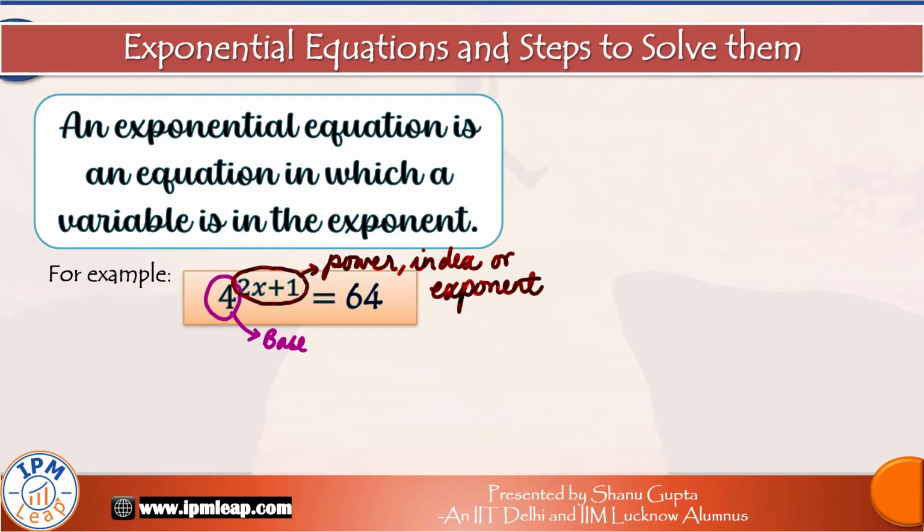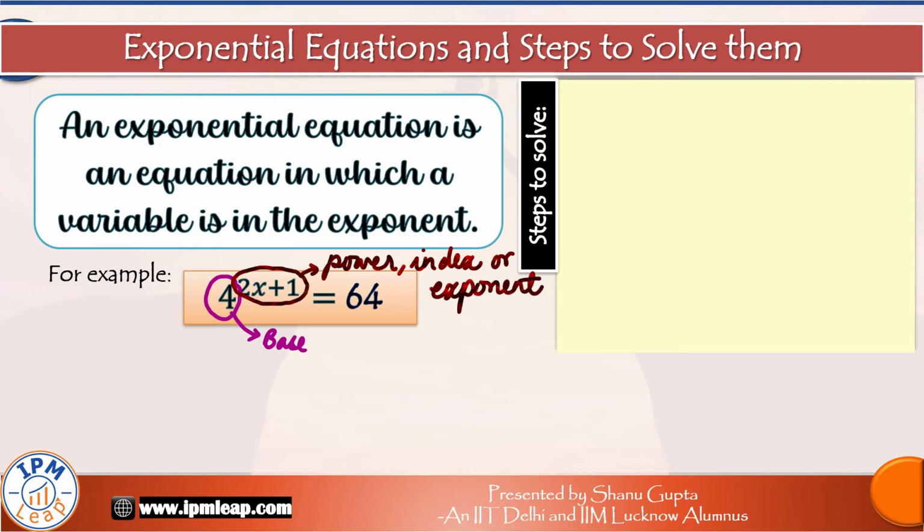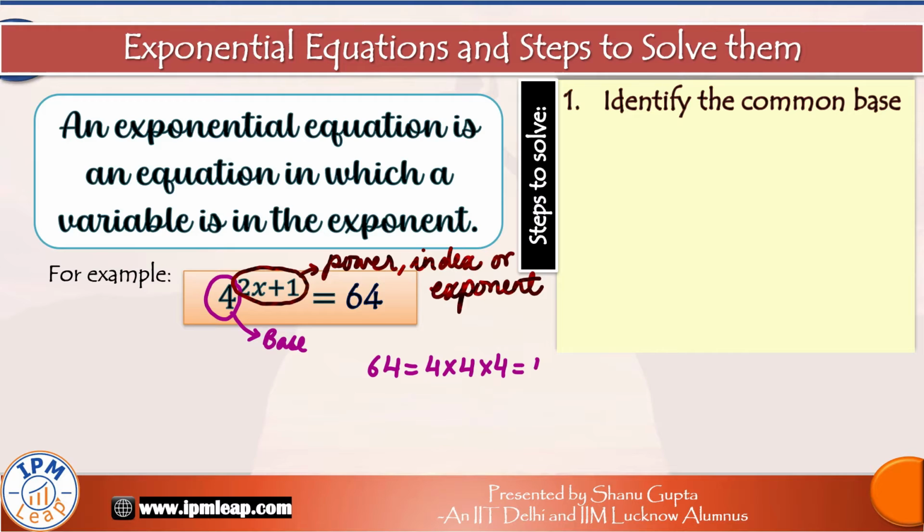Next, we would like to know how to solve an exponential equation. So friends, the steps to solve such equations are quite simple and straightforward. An equation is made up of many terms on the left hand side and on the right hand side. The first step is to identify the common base. Like we can see, the left hand side is 4 and right hand side is 64. 64 is equal to 4 into 4 into 4, or we can say 4 cube. So over here, the common base is 4 on both sides.